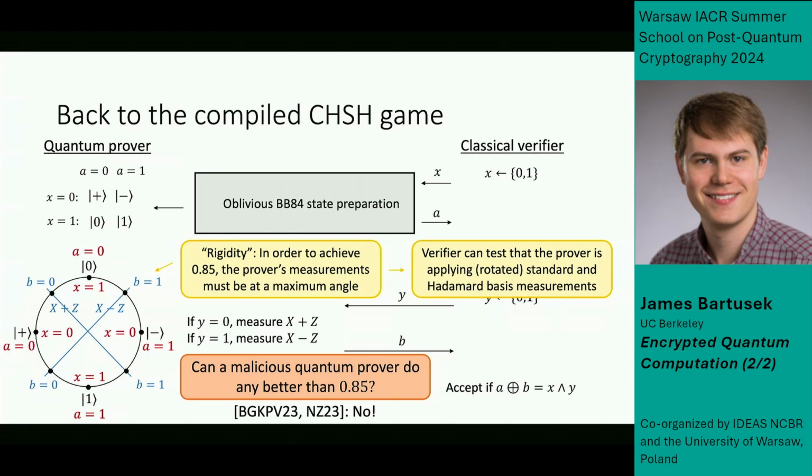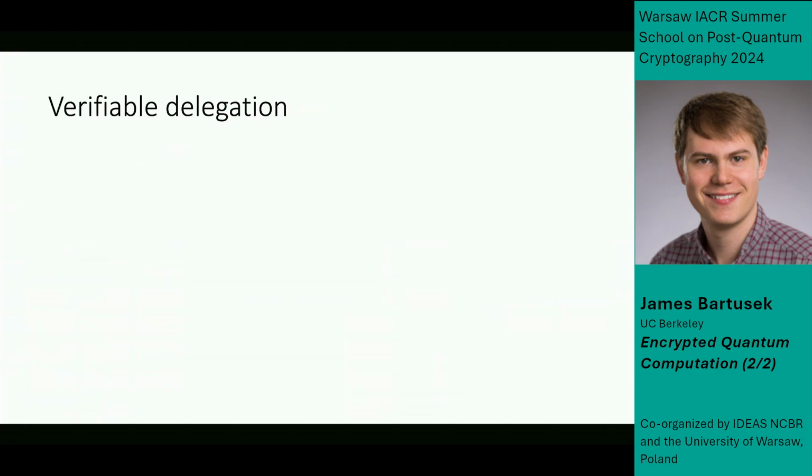And so this is a really powerful statement, actually. It's saying that if the classical verifier sees that the prover is winning with probability 0.85, it knows that up to some rotation, the prover is applying either a standard or a Hadamard basis measurement, depending on which question they received, okay? So somehow the verifier is able to be convinced that the prover's operations are actually 2 anti-commuting measurements, up to rotation, either a standard or Hadamard basis measurement. And this is called rigidity.